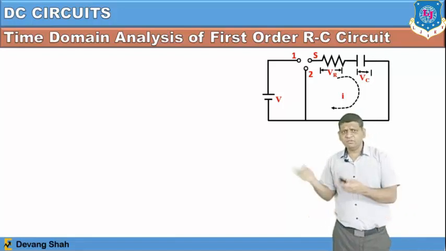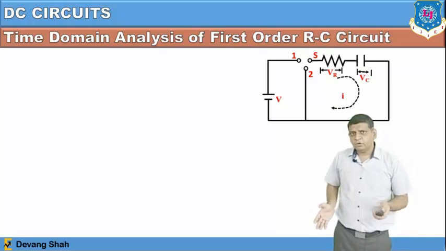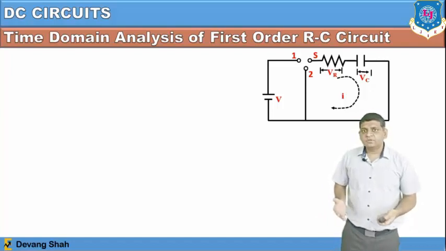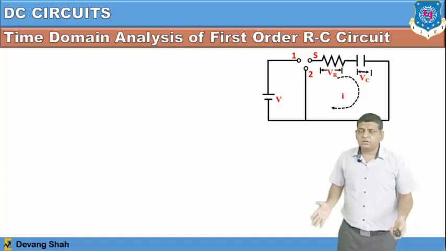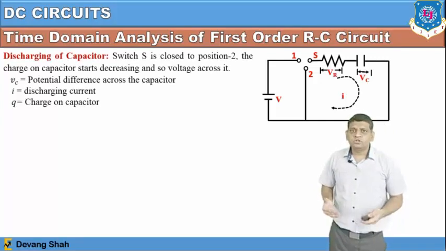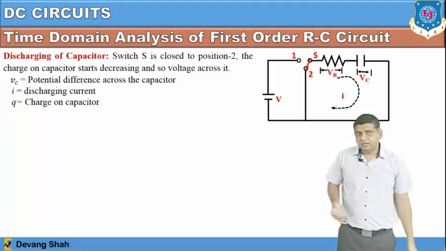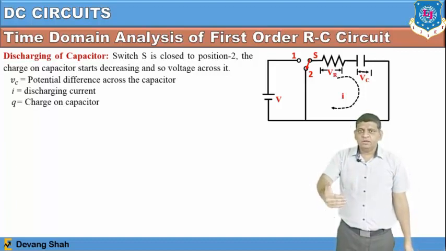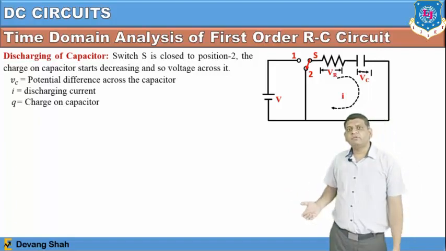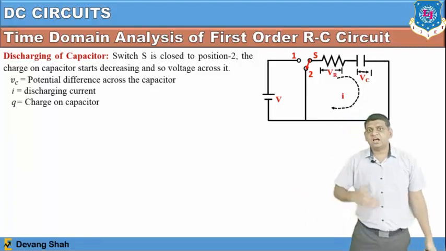Now the other way around, let's say I keep the switch S in position number 2, where the capacitor is going to be discharged. This is the decay condition, where everything is the same, but in this case the applied battery voltage V is removed from the circuit, right? So my effective circuit is only the series combination of R and C, where the capacitor now acts as a voltage source and starts discharging.